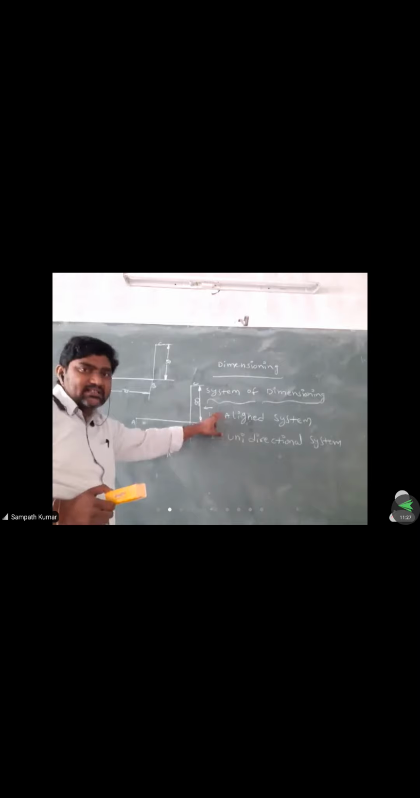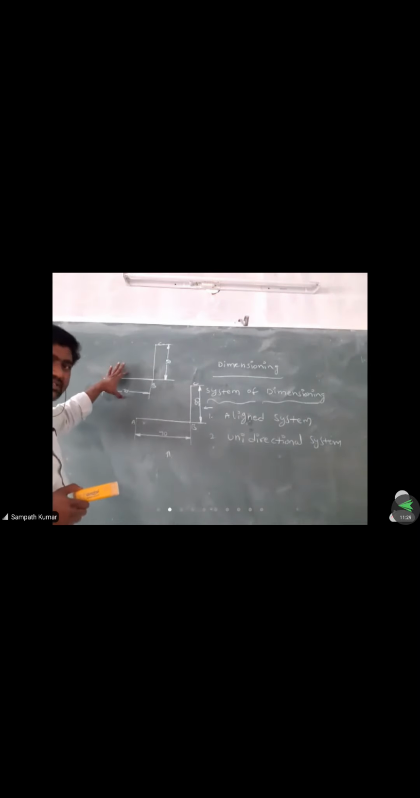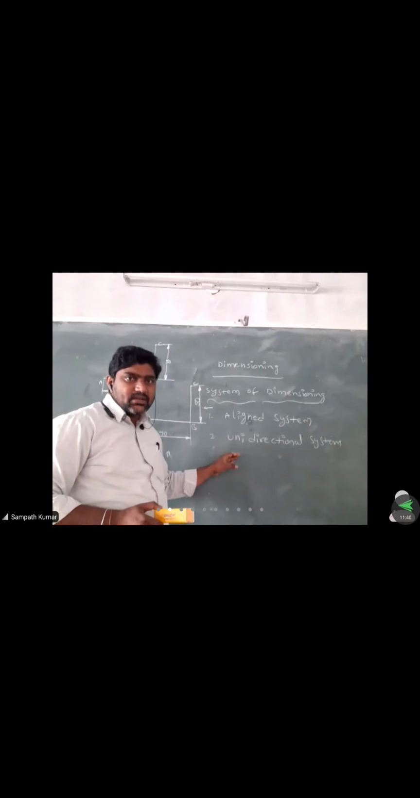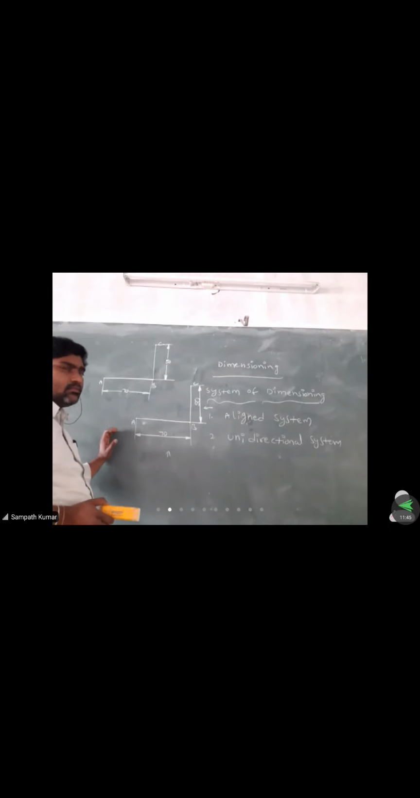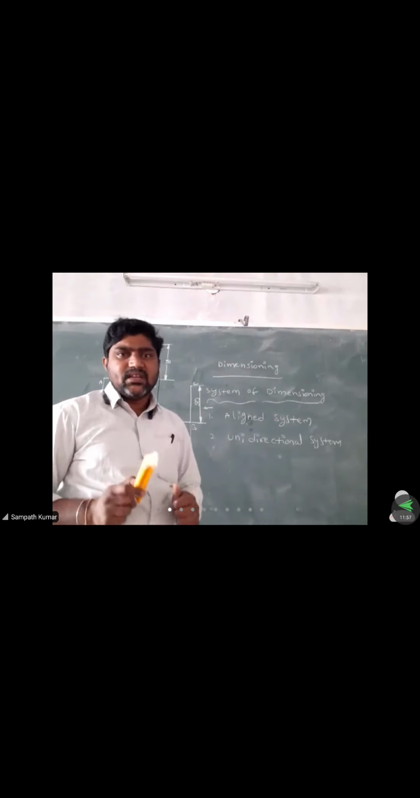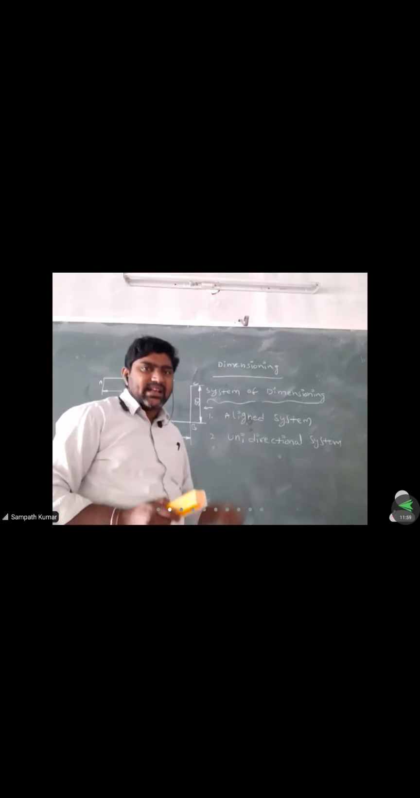In the case of the unidirectional system, it reads from only the bottom edge of the drawing sheet. Bottom edge of the drawing sheet is known as the unidirectional system. Any doubt? Aligned system and unidirectional system. No, sir. Okay, aligned system means the values of the object it reads from the bottom edge of the drawing sheet and the right hand edge of the drawing sheet is called the aligned system.